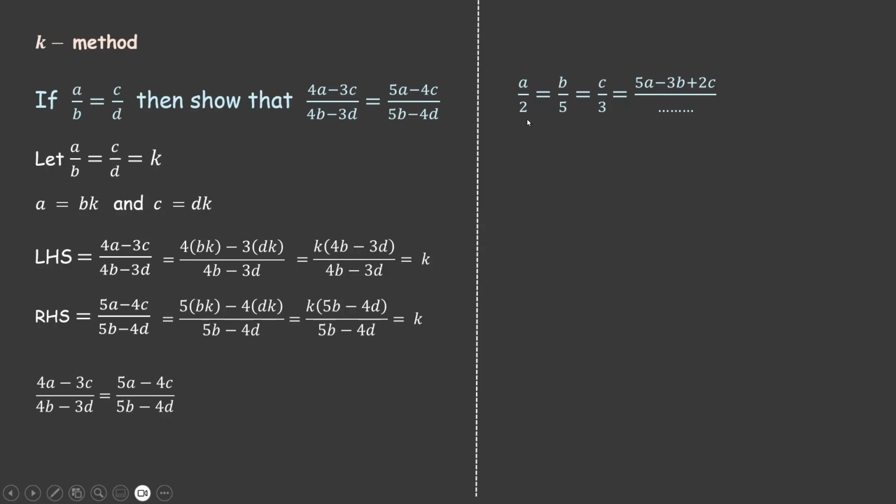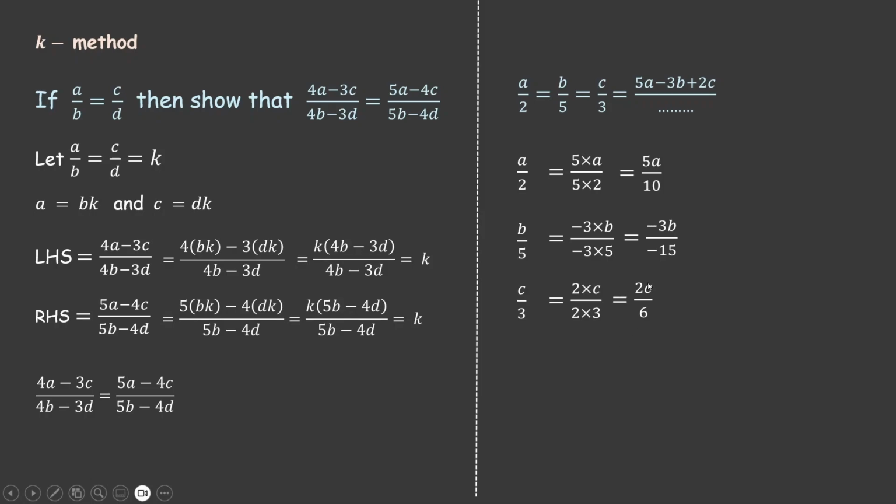So, let's take this first ratio a by 2 and multiply it with 5. Multiply the numerator and the denominator by 5, right? So, that is going to be 5a by 10. Now here we need negative 3b. So what we can do is multiply the numerator and the denominator in this ratio by minus 3. So we'll get minus 3b divided by minus 15. Let's do the same for the last one. So this is going to be 2 into c divided by 2 into 3, that is 6.